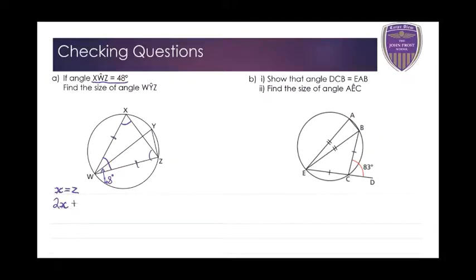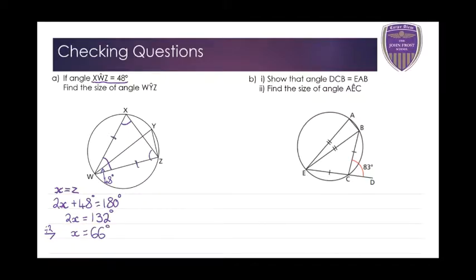So 2X plus 48 degrees is equal to 180 degrees, angles in a triangle, okay? So 2X, I'm going to save a bit of space here, 180 take away 48 is 132 degrees, okay? Therefore, if we divide both sides by 2, angle X is going to be equal to 66 degrees, okay?